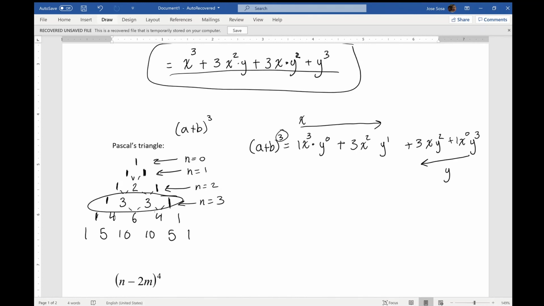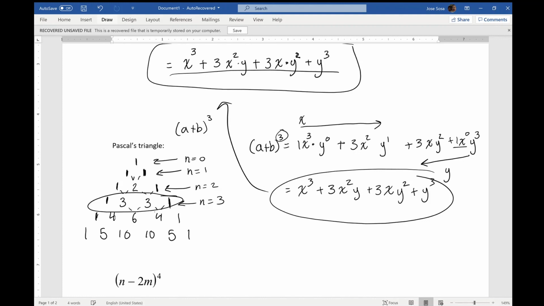Okay. So we can simplify this to x to the third plus 3x squared y plus 3x y squared plus 1 y cubed, which notice is the exact same thing as that. Okay, so this might take some time to get used to.